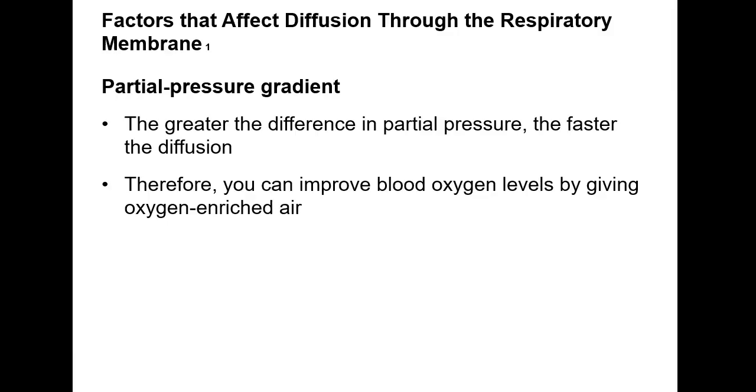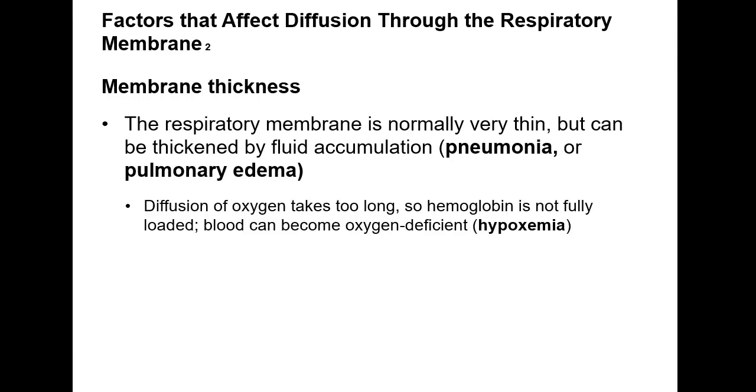So the greater the difference in partial pressure, the faster the diffusion will happen, which is why if someone is having trouble getting oxygen into their blood, you can give them oxygen-enriched air. You can put an oxygen mask on them, give them some pure oxygen, increase the concentration of the oxygen in that air, which will increase the partial pressure of that oxygen, and that will increase the speed at which the oxygen will diffuse from the alveoli into the blood.